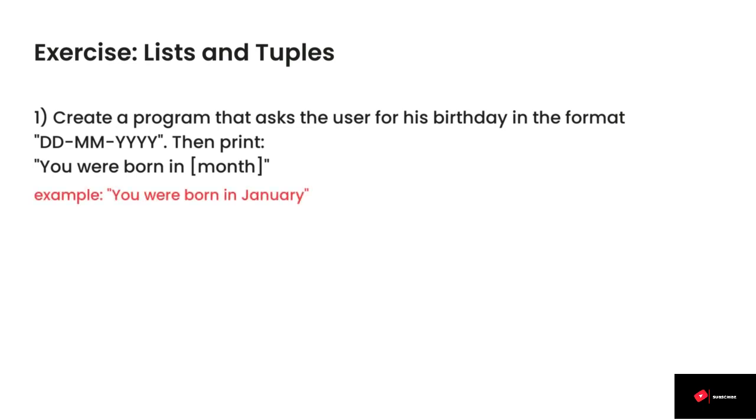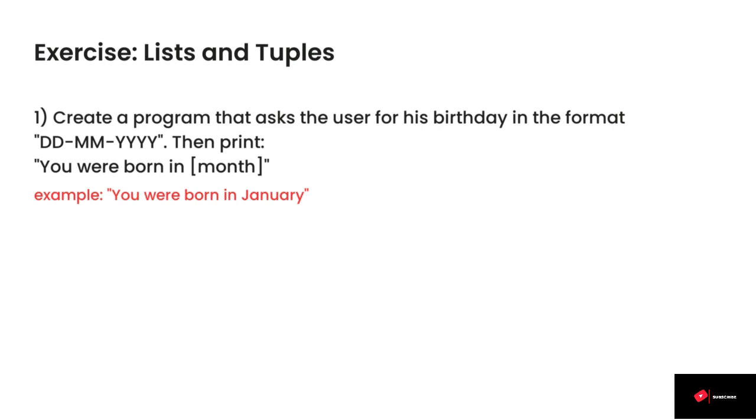So you will have a tuple with the names of all the months of the year, like I showed you in the previous lesson. And then you're going to have to find out a way of getting the month typed by the user, getting the corresponding month in the tuple, and printing it.